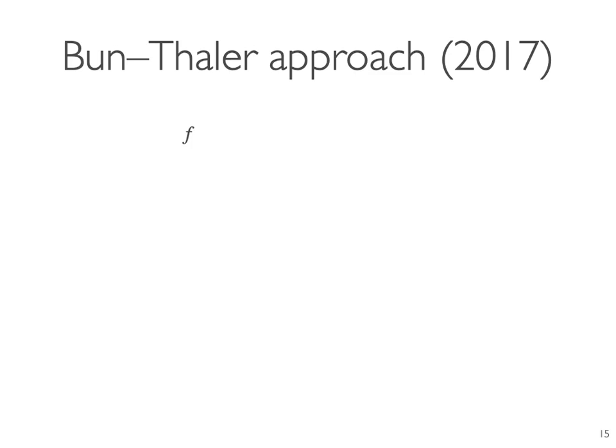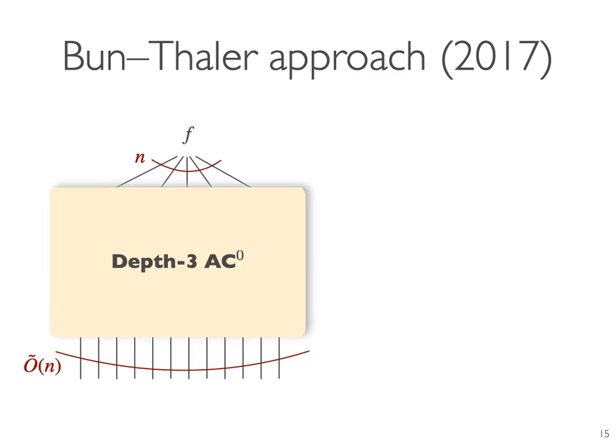Specifically, Bunn and Thaler start with an arbitrary function f in n Boolean variables and compose it with a carefully designed AC0 circuit of depth 3 with roughly n input bits. All right, this results in a composed function which I'm going to denote capital F. Bunn and Thaler show that if little f has approximate degree at least n to the 1 minus alpha, then the composed function capital F has approximate degree at least n to the 1 minus 2/3 alpha.